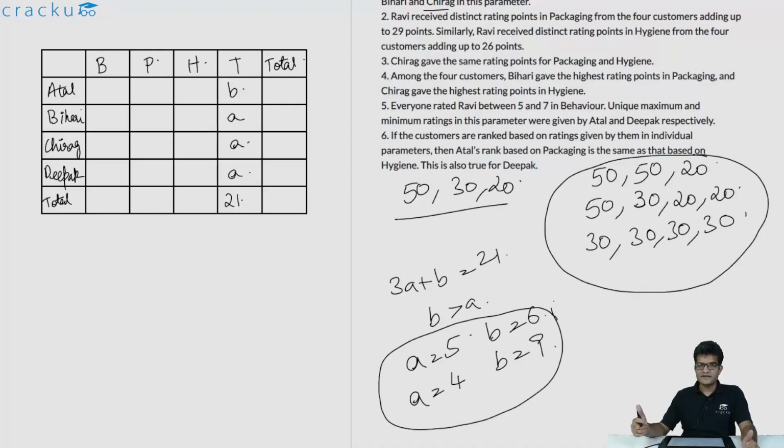Either the three parameters, the three ratings which are the same, is equal to 5 and the only person who gave a different rating, that is Atal, got 6, or the three ratings which are the same is 4 and Atal gave 9. These are the two cases that are possible. We'll come back to it.